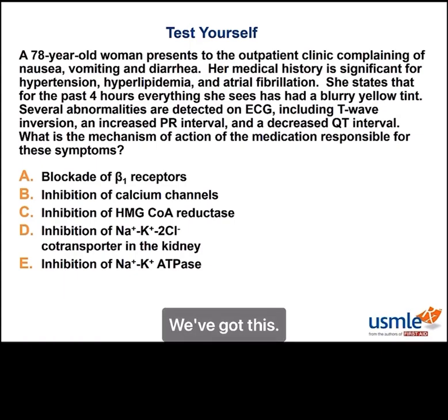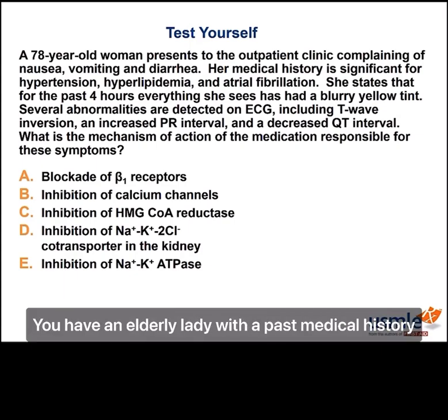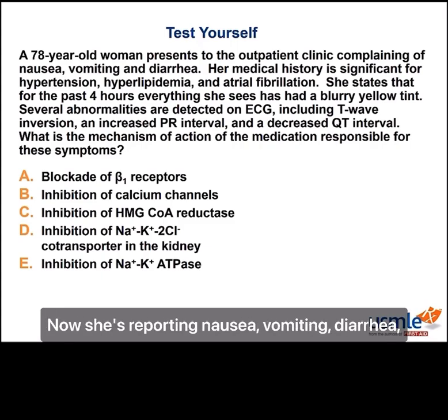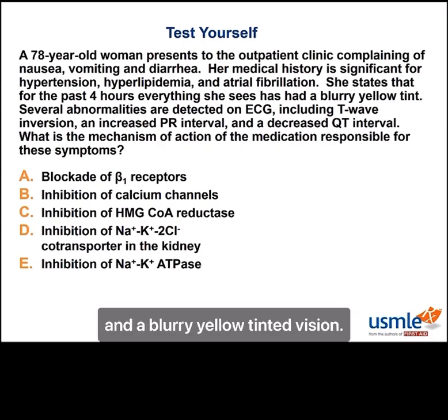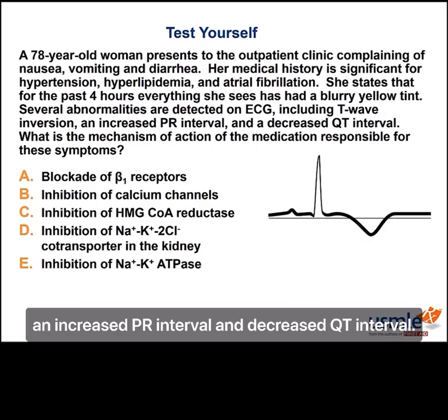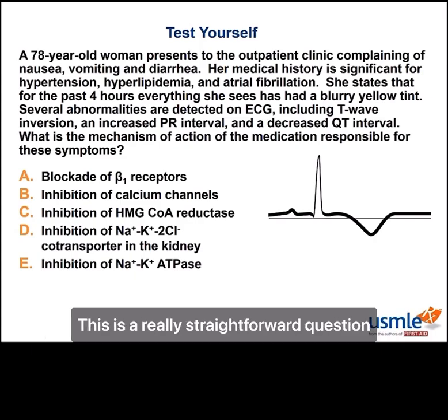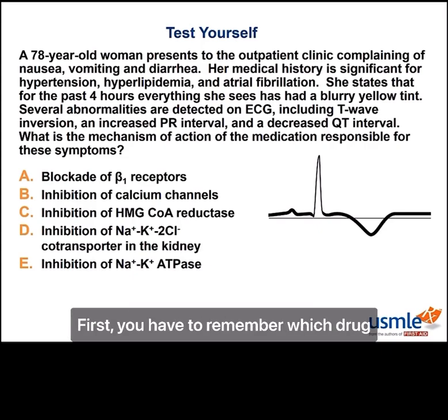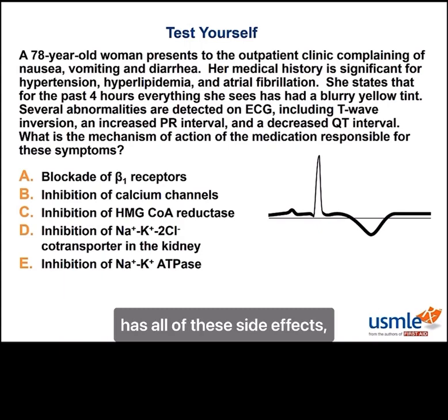We've got this. You have an elderly lady with a past medical history of hypertension, hyperlipidemia, and AFib. Now she's reporting nausea, vomiting, diarrhea, and a blurry yellow tinted vision. Her EKG is screaming hints with inverted T waves, an increased PR interval, and decreased QT interval. This is a really straightforward question loaded with information. First, you have to remember which drug has all of these side effects. Then, you need to consider it and recall the mechanism of action.